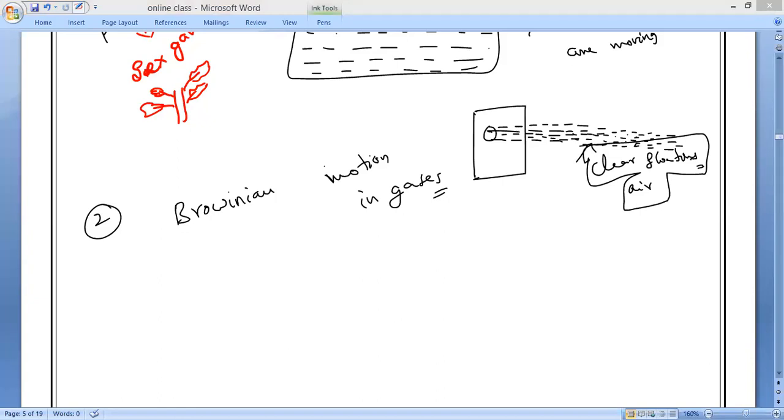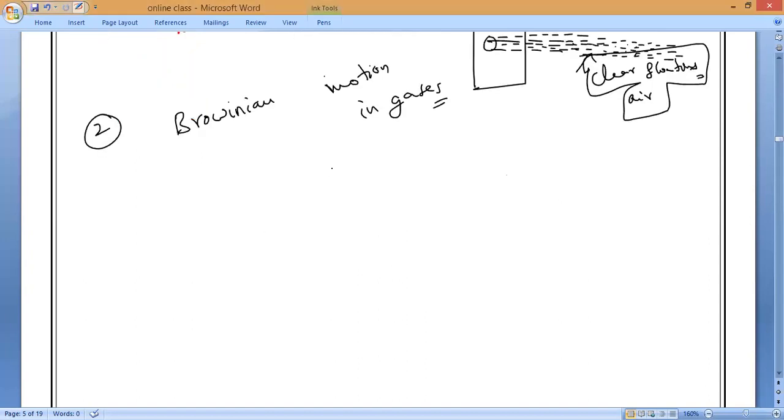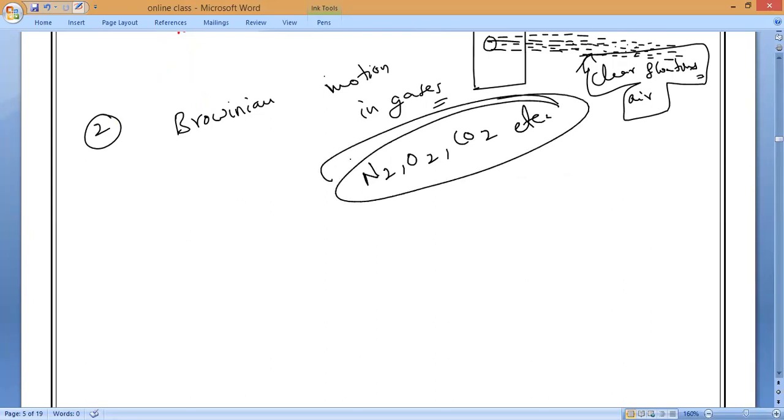So these tiny dust particles move here and there because they are constantly hit by whom, guys? Constantly hit by the fast moving particles of air. So air contains what, guys? Nitrogen, oxygen, carbon dioxide, etc. So these particles hit the dust particles very fast. That is why dust particles keep on moving. Is it okay, guys? Dust is moving, so it is indicating Brownian motion only.